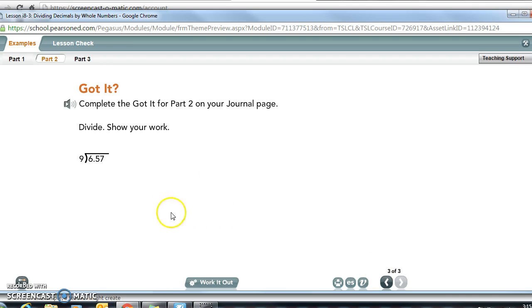Let's try this. Go ahead and try this problem on your notes, and when you have the answer, I want you to put a star next to it. So ask yourself, how many times does 9 go into 6? Okay, bring up your decimal. How many times does 9 go into 65? Okay, go ahead and solve that. When you have the answer, put a star next to it, and go ahead and move on to part 3.